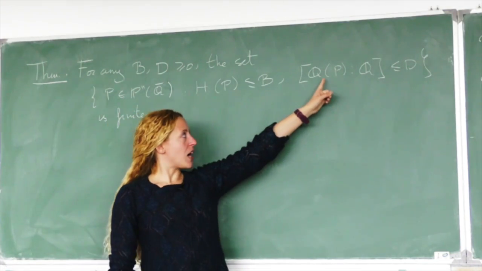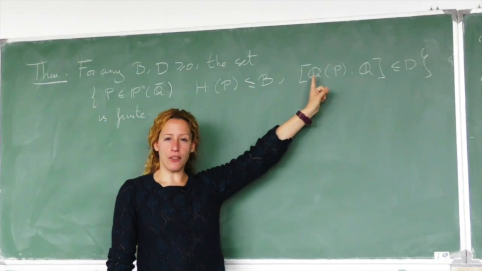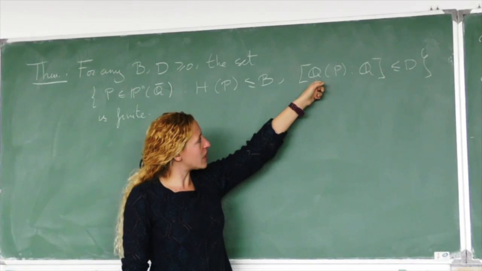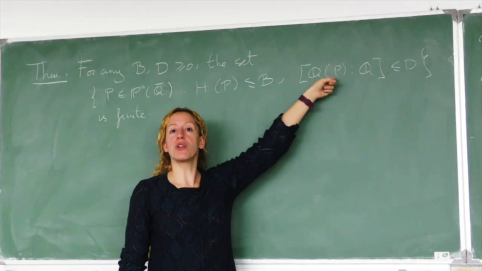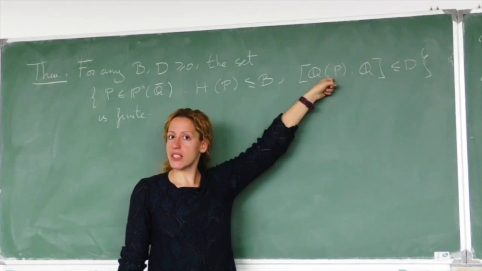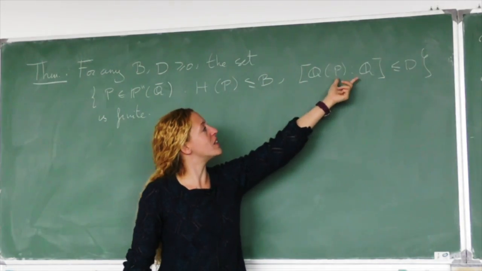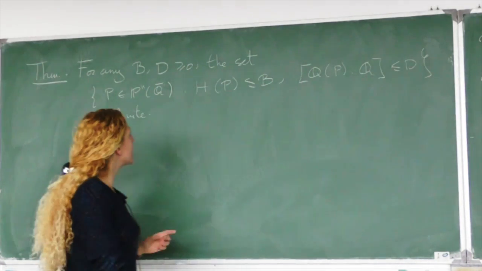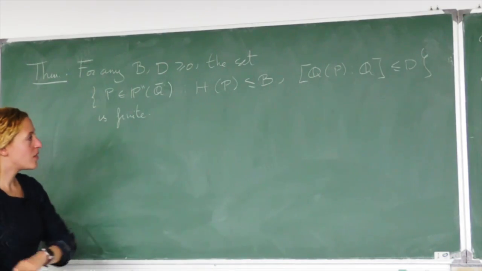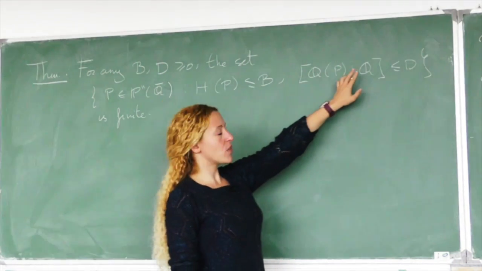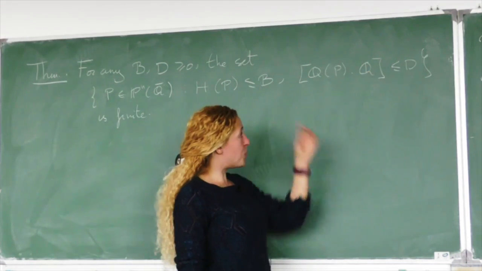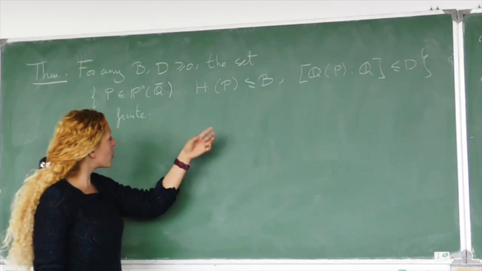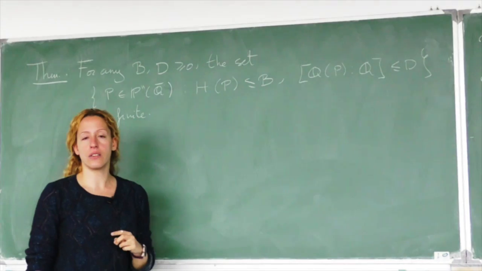So what is this? Actually, this is the field. We take the rational numbers and we add all the coordinates of the point P. This is going to give us a number field, a field extension. So we look at the degree of this. Basically, this theorem is telling us that if you fix the degree of the extension over which the point is defined, then there is a finite number of points of bounded height.